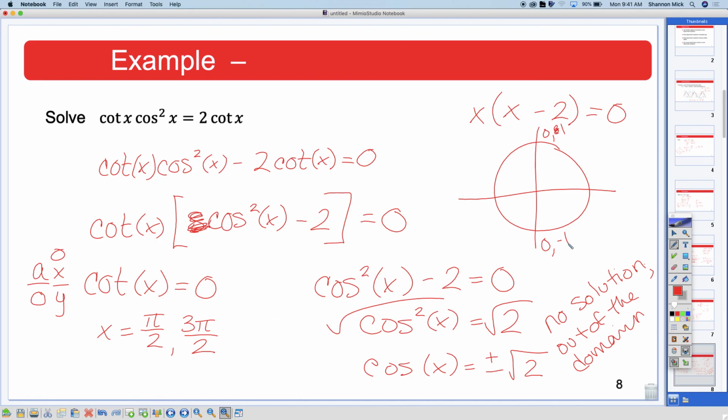I already know the cotangent is what at both of these? 0. We already figured that out, yes? Well, 0 times anything is what? 0. So do they both work? Yes. Sometimes they don't. If it was addition or subtraction, it could throw it off, like that's in the original problem. But we already know that the cotangent of x equals 0 when x is pi over 2 and 3 pi over 2. So if this is 0, 0 times anything is 0, and that would be 0 as well.